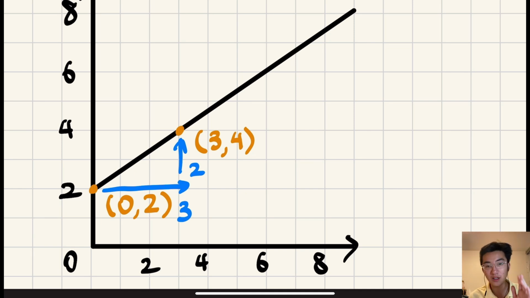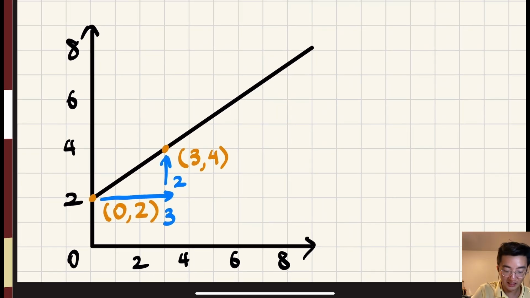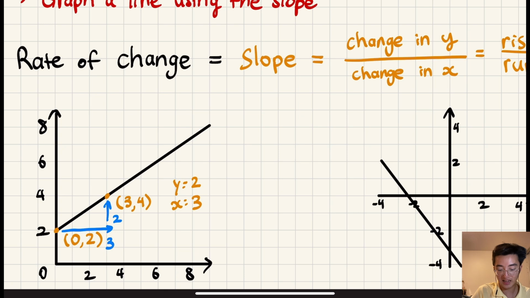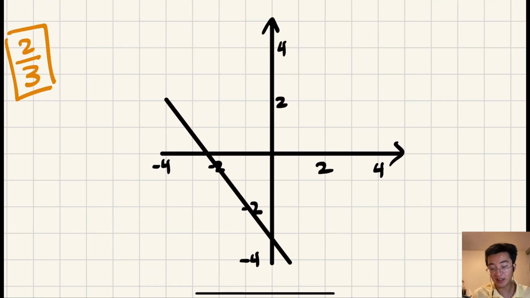So all we are doing here with slopes is just saying, how much are those points changing? And we can see that in the x-axis, we're changing by 3. In the y-axis, we're changing by 2. Which means that the slope of this line right here is just 2 over 3. So let's try something else now.